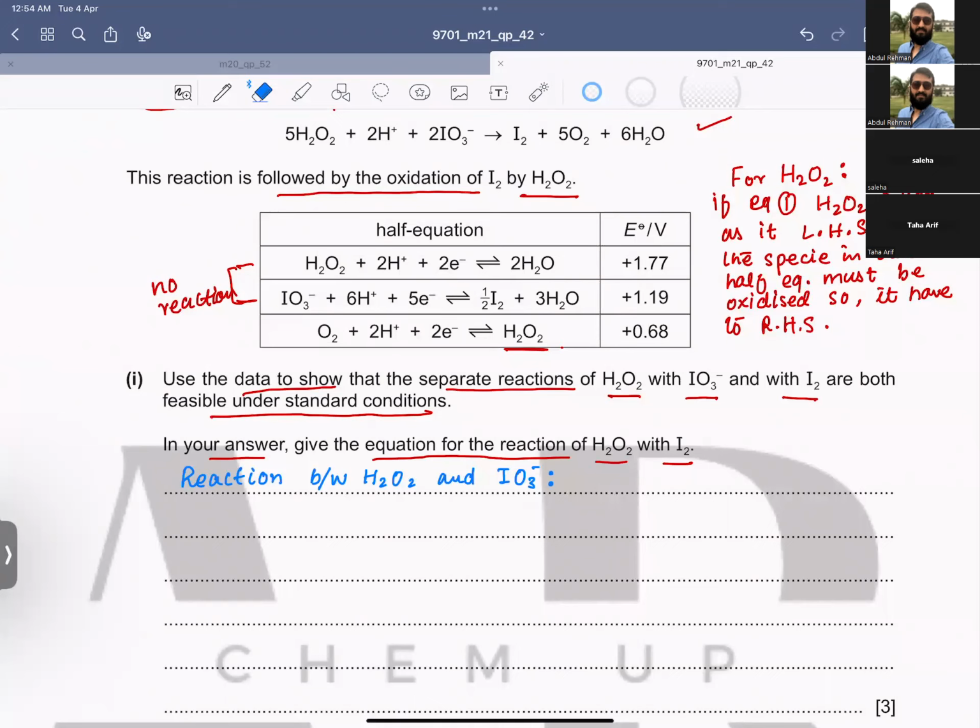So if I choose equation 2 and 3, then the reaction will occur, because H2O2 on the right hand side will oxidize, and IO3 on the left hand side will reduce. And we have discussed earlier that the one which reduces has a greater value, and the one which oxidizes has a lower value.